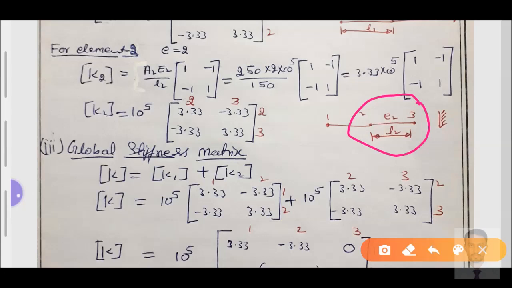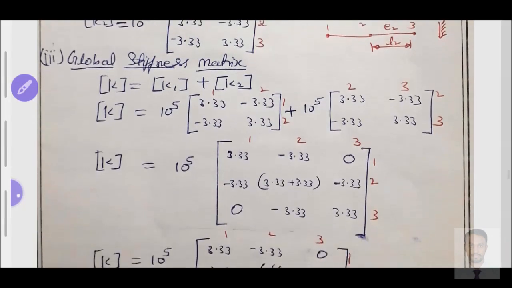Now give the names of rows and columns. First row first column I will name as 2, second row second column I will name as 3. Why? The element lies between node number 2 and 3. The element starts from node number 2, so the first row first column characteristic is 2 and 2. The second row second column of the matrix depends upon node number 3 of element, 3 and 3.